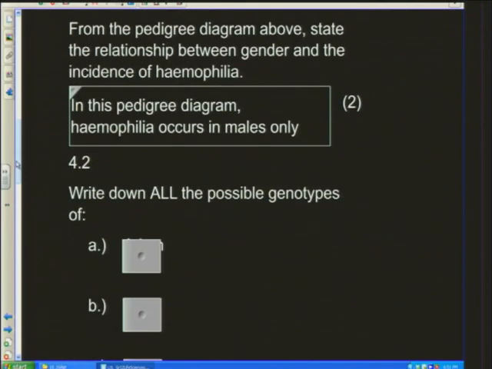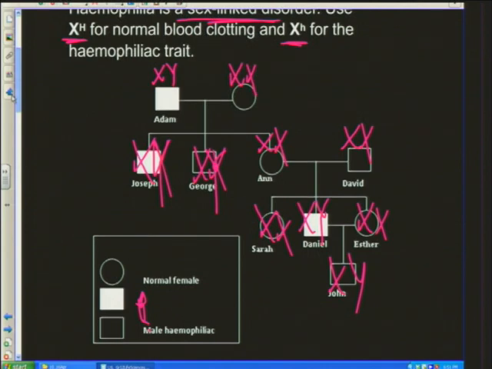Let's look at that. X, H, Y, that's the first one there on top. Why? Because he has the hemophilia trait, so he must have the small h. These ones here are normal, so they can be either X H H or X H with a small h. Now the problem is, because they're normal, how can we determine it? Remember that the son does not get the X chromosome from the father. He gets it from the mother.